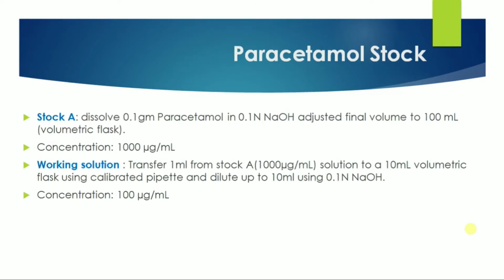The preparation requires dissolving 100 mg of paracetamol in 0.1 normal NaOH and diluting up to 100 ml using a volumetric flask. From this we take 1 ml and dilute up to 10 ml, which gives us a 100 microgram per ml solution, which we will use as a working solution.